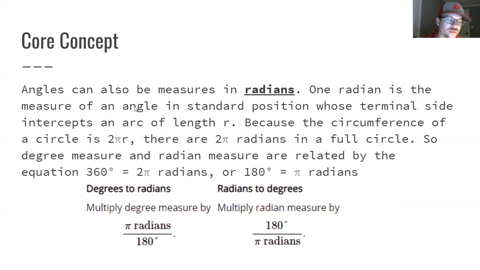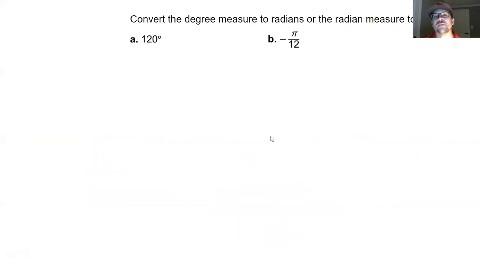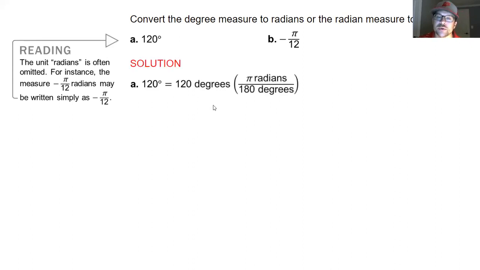So let's go back to that last slide. So converting from degrees to radians, and then from radians to degrees, whatever you're given, you're just going to be converting to the opposite. So A, we're given this degree symbol, so we know that we have degrees to start and we need to convert to radians. So in order to convert, you're going to multiply by radians on top and then degrees on bottom. So 120 times pi divided by 180.